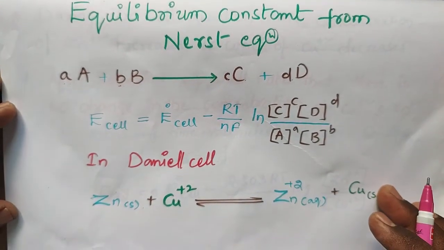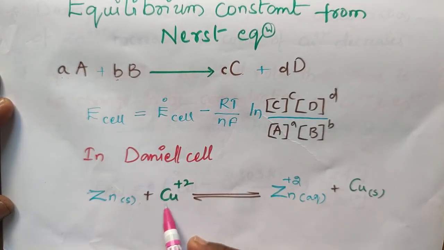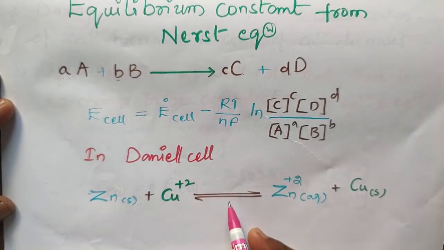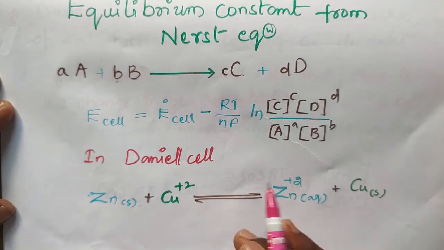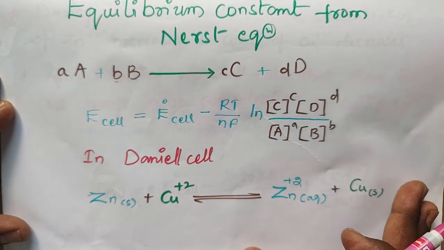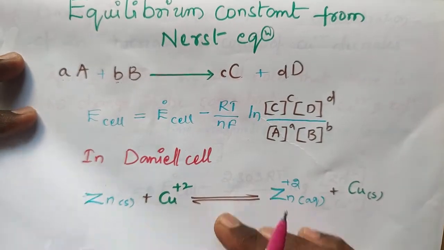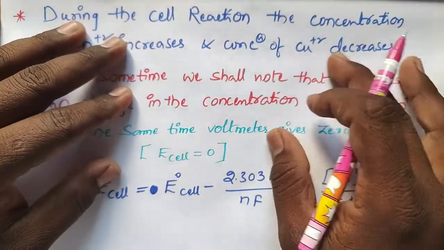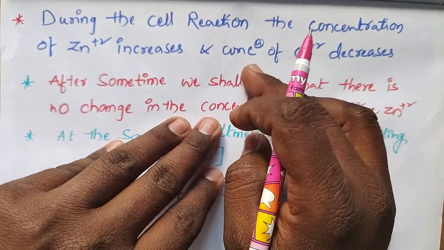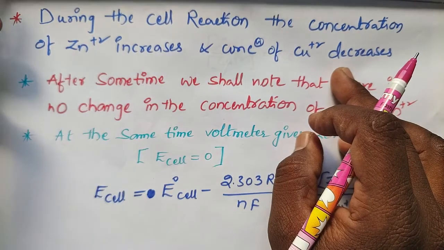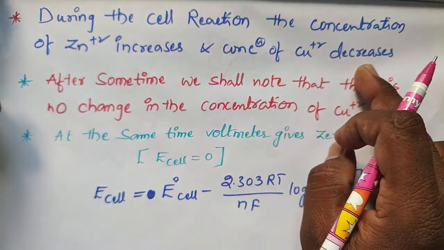Now in the Daniell cell, the reaction is zinc solid plus Cu2+ in equilibrium with Zn2+ aqueous plus copper solid. This is the actual reaction, and we take the equilibrium constant for it. In the Daniell cell, during the cell reaction, the concentration of Zn2+ increases and the concentration of Cu2+ decreases.